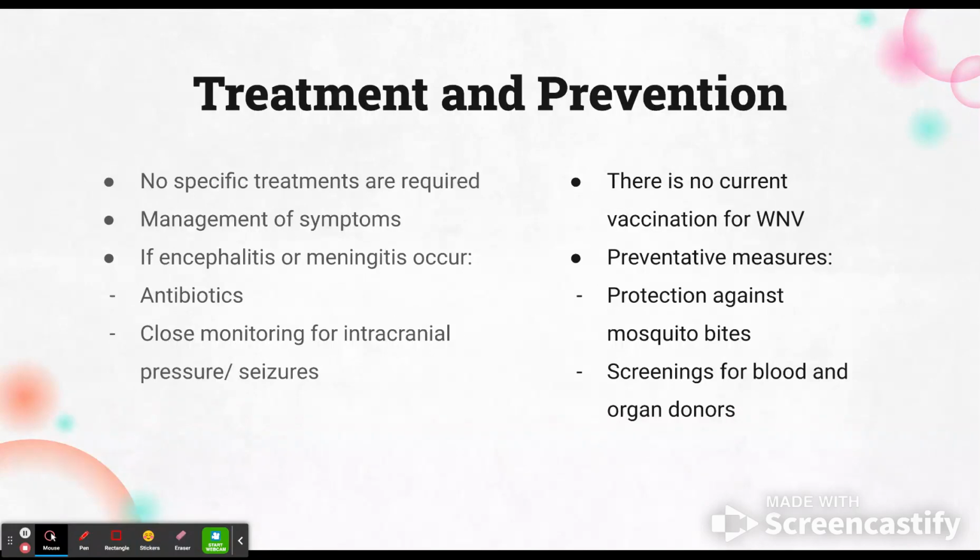So a lot of the preventative measures will look like protection against mosquito bites. This can look like wearing repellents, long-sleeved shirts or pants, and limiting outdoor exposure. And then screenings for blood and organ donors are also important. If you are going to have an organ donation, it is important to identify if the donor has had West Nile virus as well.